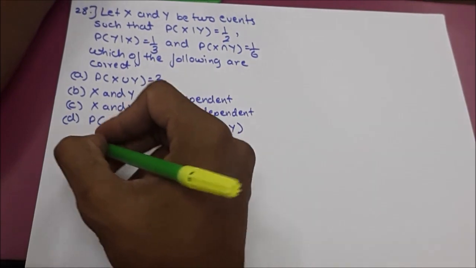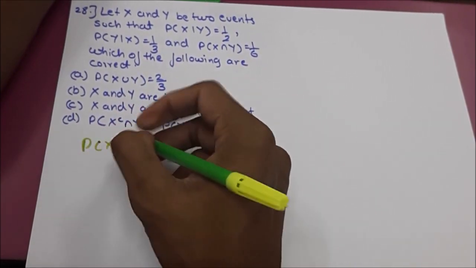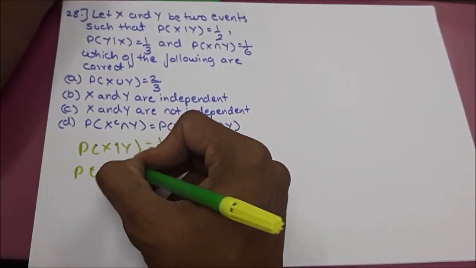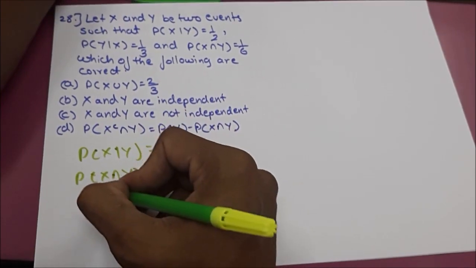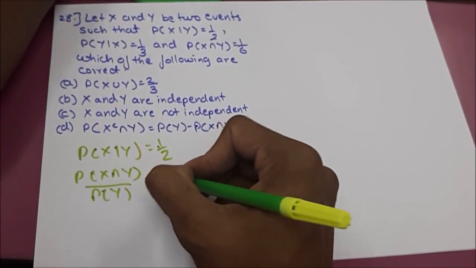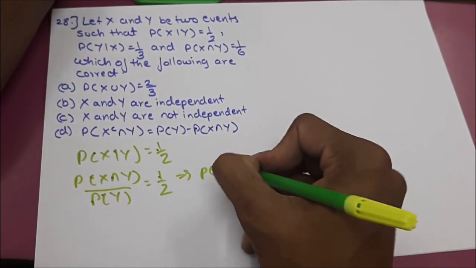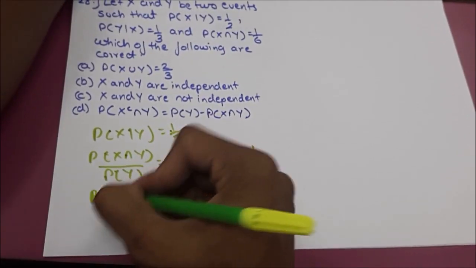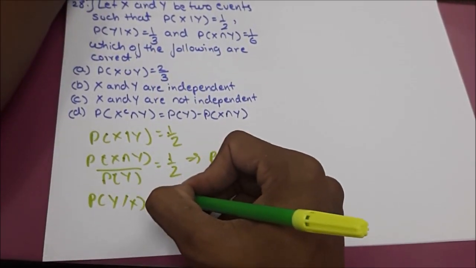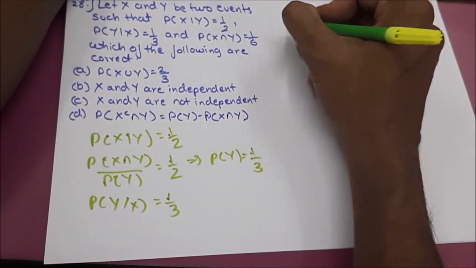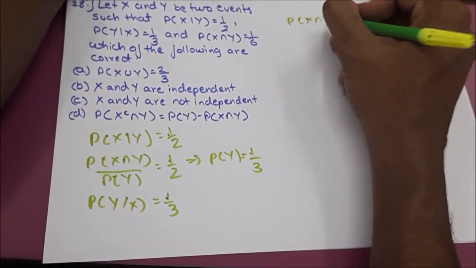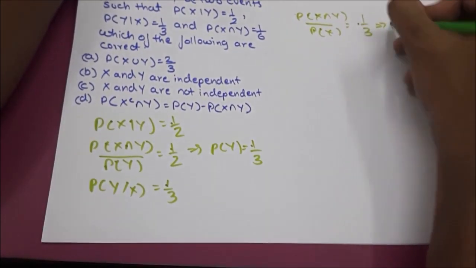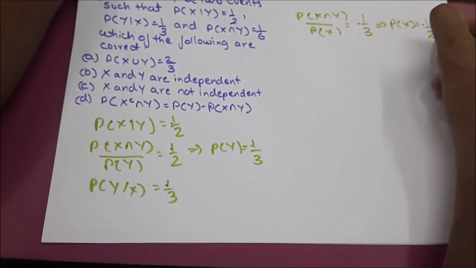So we have P of x given y is equal to half, that is probability of x intersection y upon probability of y, which is equal to half. So we get P of y is equal to 1 by 3. Further we have probability of y given x is equal to 1 by 3. We solve this, we get probability of x intersection y upon probability of x is equal to 1 by 3. That is, probability of x is equal to 1 by 2.